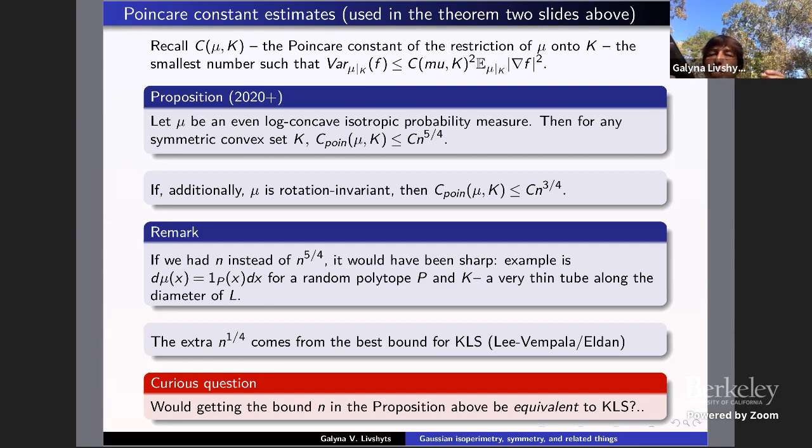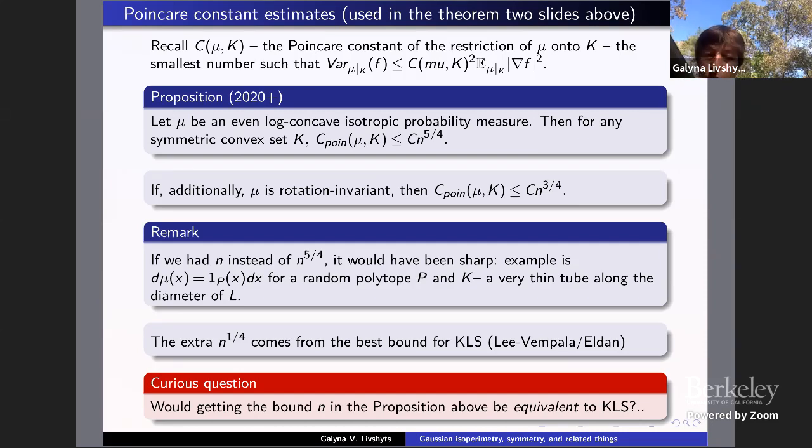And the example would be, for example, if we take a random isotropic polytope with diameter n and take the log concave measure uniform on it, and take the restriction of it on some thin tube near the diameter, we would get something of order n. And this extra n^(1/4) again comes from the fact that we don't know the KLS conjecture. If the KLS conjecture was true, then we would have found n.